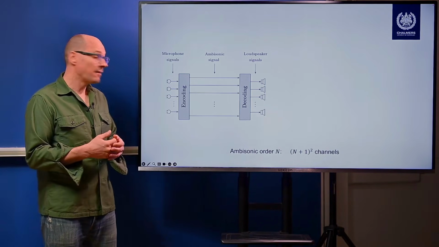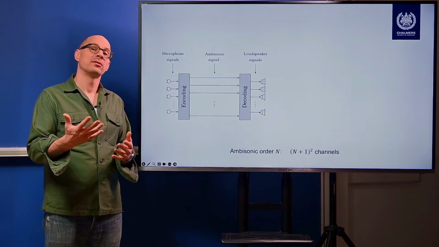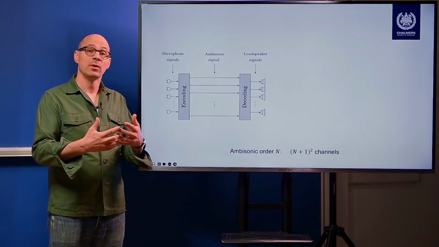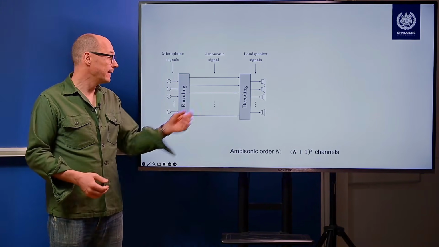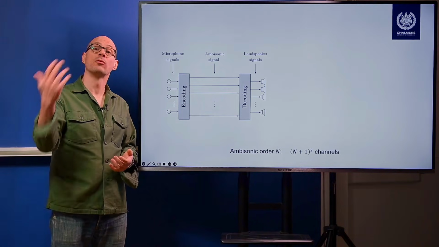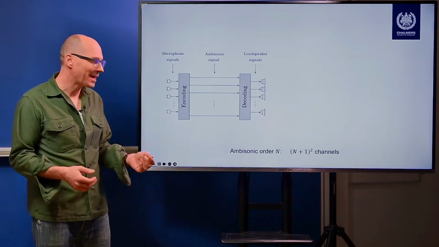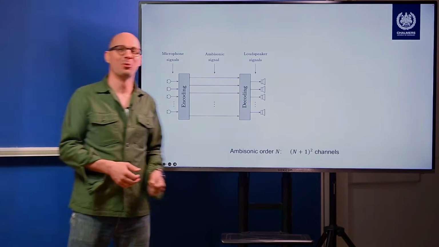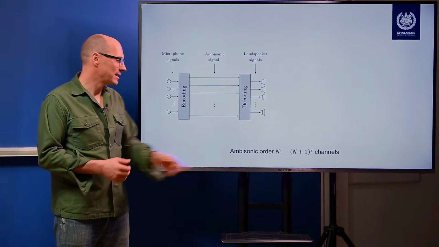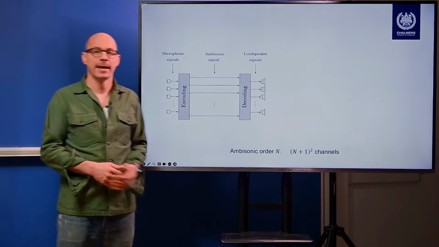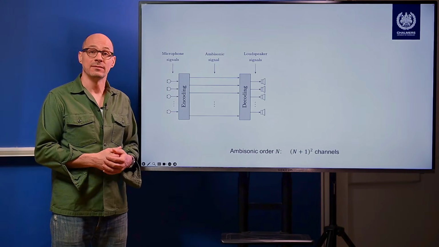Ambisonic signals have a specific property termed the ambisonic order. And the ambisonic order represents the accuracy with which the structure of the encoded sound field is represented in the ambisonic signal. Higher order means higher accuracy. But as you can guess, higher order means also more channels. So a first order ambisonic signal, for example, would comprise 4 channels, and a, say, 7th order signal would comprise already 64 channels.